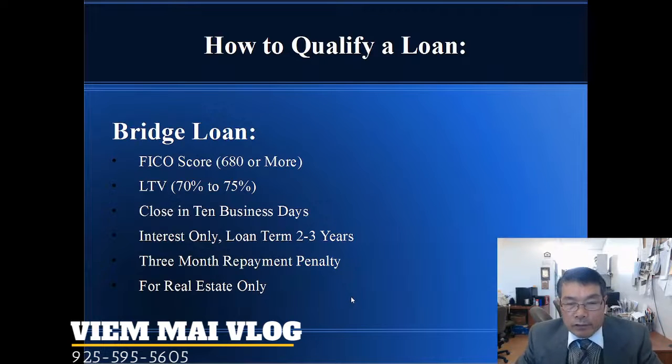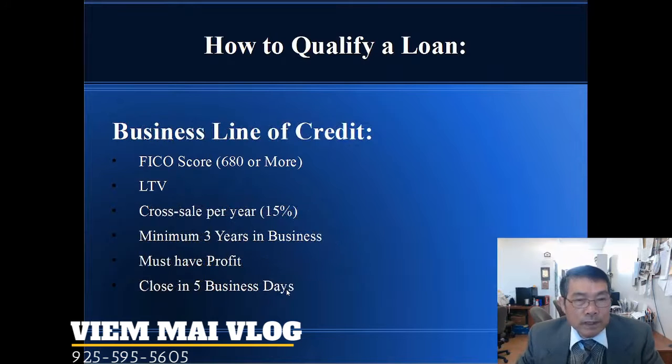Usually there is a 3 months prepay penalty, the minimum. If you pay earlier, you have to pay at least 3 months of payments, otherwise you need to pay the penalty. This bridge loan is for real estate only. People who own real estate can use it as collateral to borrow for another investment, to buy another property.